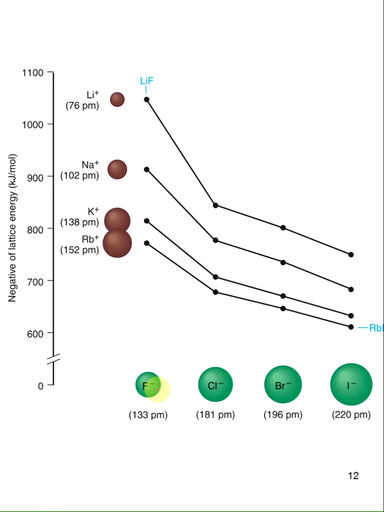Here we've just got a visual for looking at this. Notice here we have lithium fluoride. We have the smallest of the cations; these are all our alkali metals, lithium, sodium, potassium, and rubidium. Remember, they increase in size as you go down, so lithium is the smallest. When we combine lithium with fluoride, which is the smallest of the halogens, we have the most negative lattice energy, so this is going to be the most stable. If we use larger ions, let's say rubidium and iodide, both of those are very large, those are going to have smaller lattice energies.